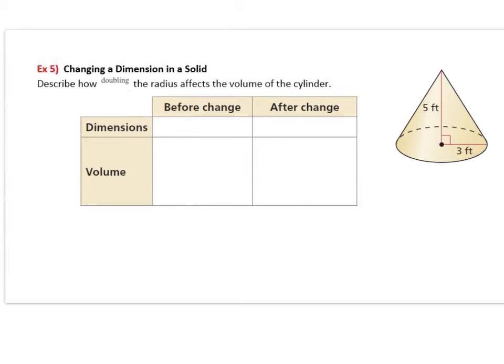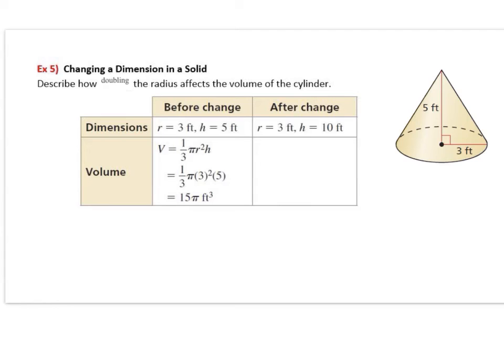Alright, one more example. We're changing the dimension in a solid. Let's see what the effect of doubling the height has on the volume of the cone. So we look at our before, and before we make any changes, the radius is 3 feet and the height of the cone is 5 feet. We already know and are familiar with our formula for a cone. So 1/3 pi r squared times the height, so pi times 3 squared times 5, so 3 squared is 9, and 9 times 5 is 45, then 1/3 of 45 is 15. We'll keep it exact and compare it to after the change.